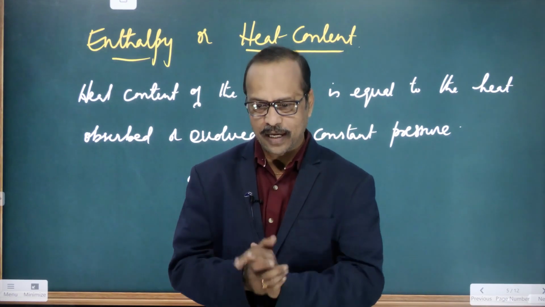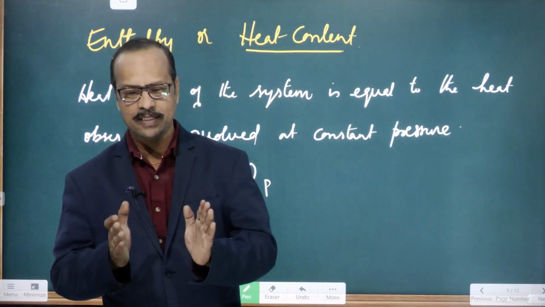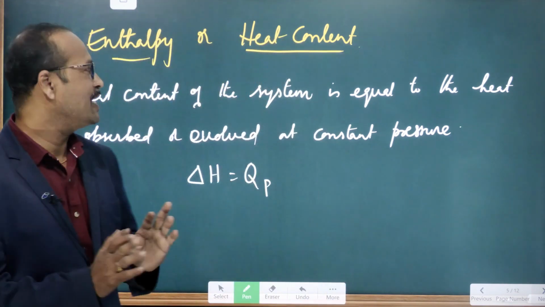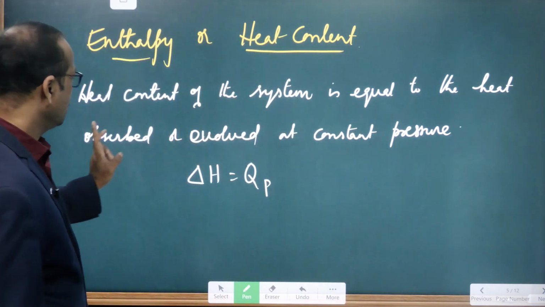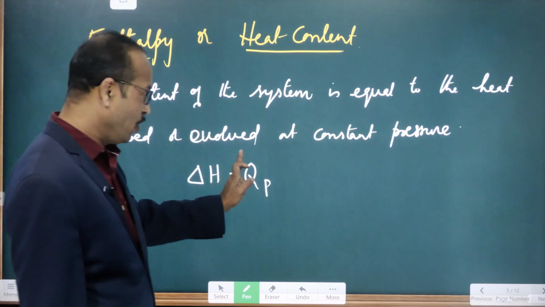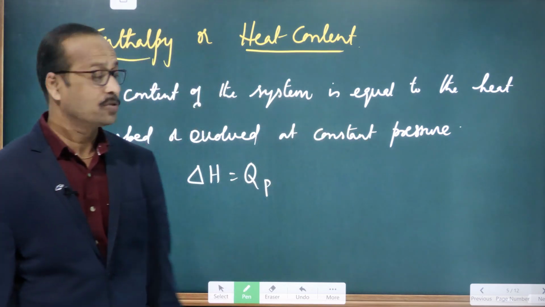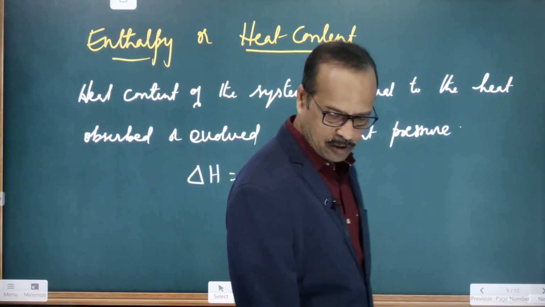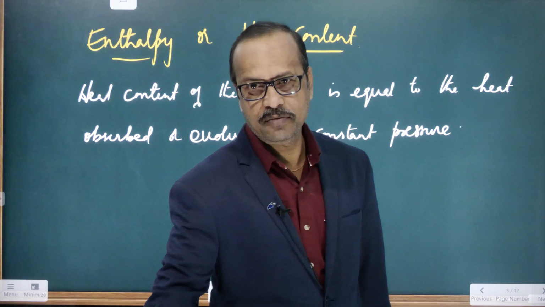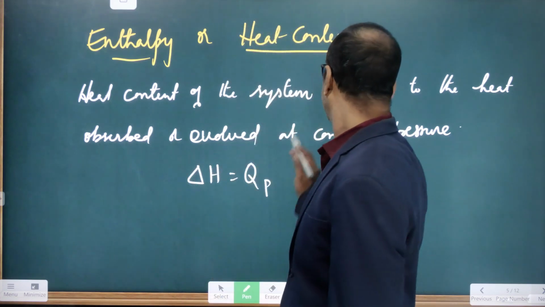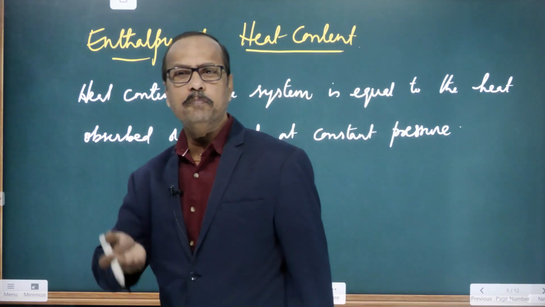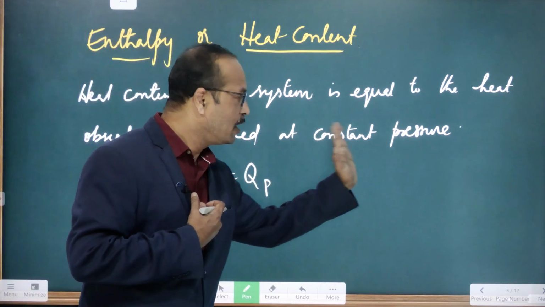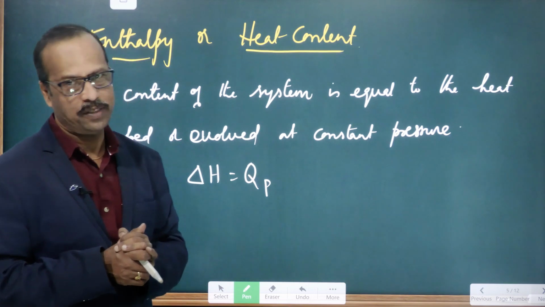So, what is enthalpy? Very easy, try to understand this one. Heat content is equal to the heat absorbed or evolved at a constant temperature and constant pressure. There is a simple logic, right. The heat content of the system is equal to the heat absorbed or heat evolved at a constant pressure.